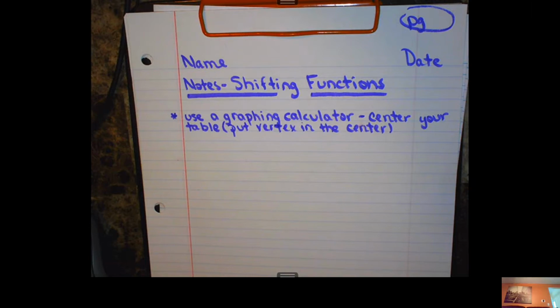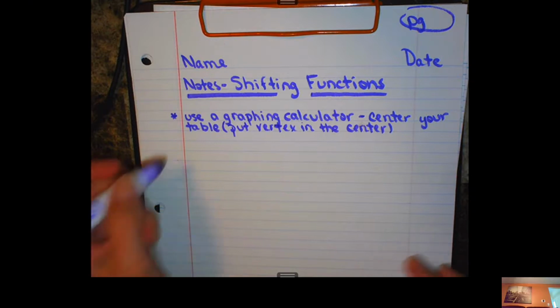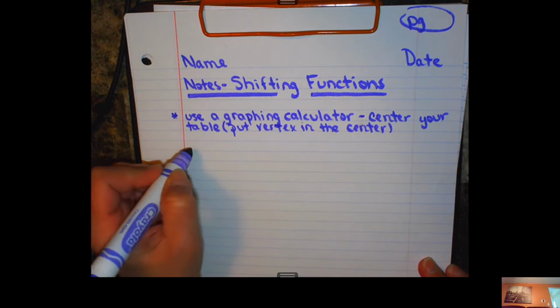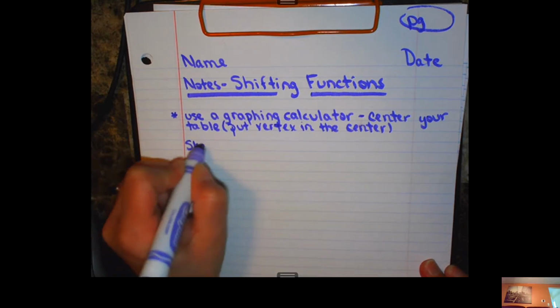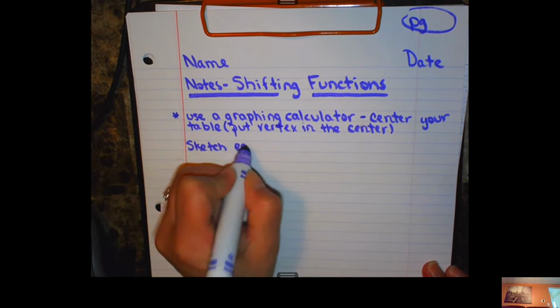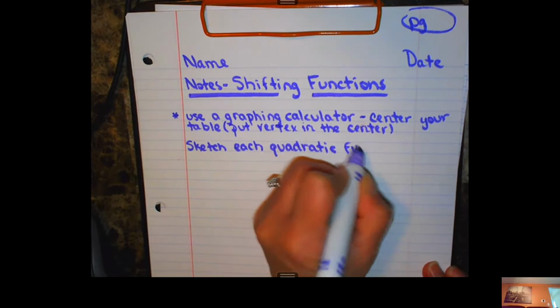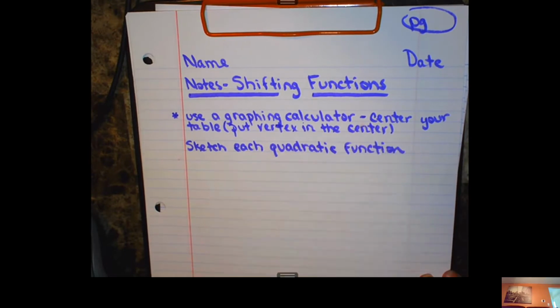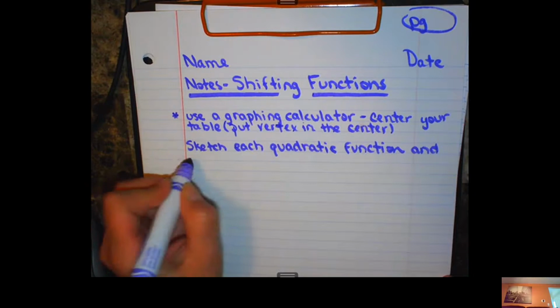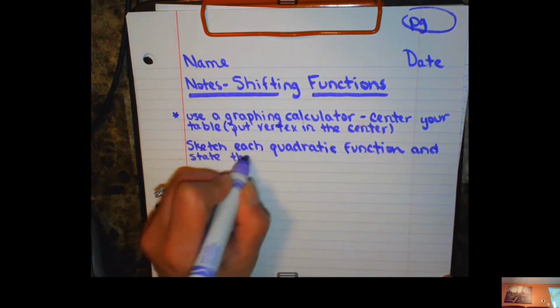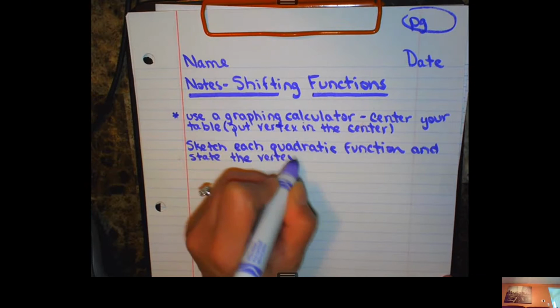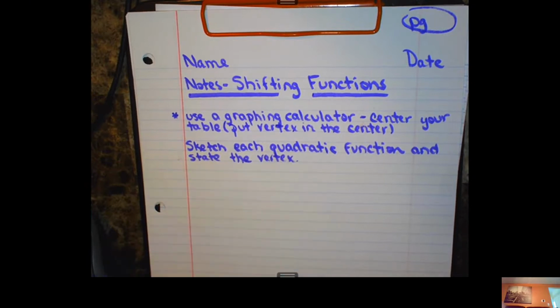So what we're going to do is graph 4 sketches of some graphs and see what happens when we're shifting left, right, up, and down, and what happens to the graph and what happens to the equation. So can you write for the directions: sketch each quadratic function, and state the vertex. So we're going to be making graphs on this note sheet. We're not going to need graph paper for this. We're just going to make sketches, but you will need it in the future.